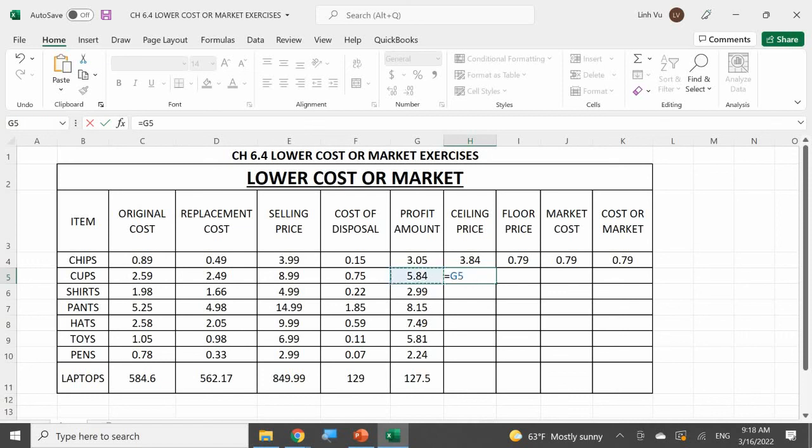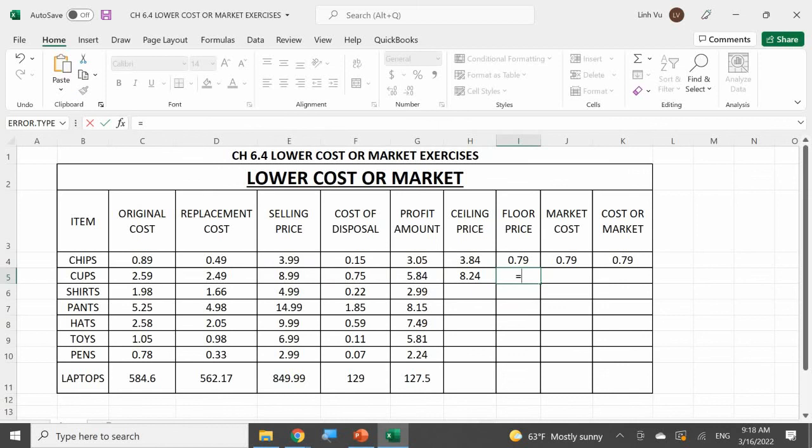$8.99 minus 75 cents. Yes, the ceiling is the selling price minus the cost of disposal. So $8.99 minus 75 cents is going to yield me $8.24. Okay.